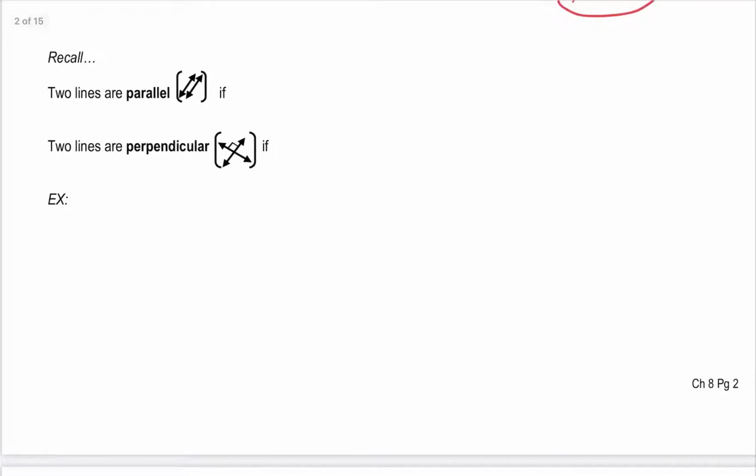So we should also recall that two lines are parallel. Of course, that means they run side by side and never cross if their slopes, the m, are equal. So if their slopes are equal, they're parallel.